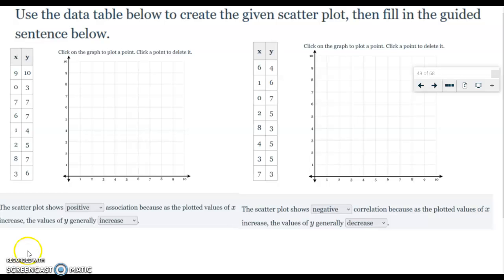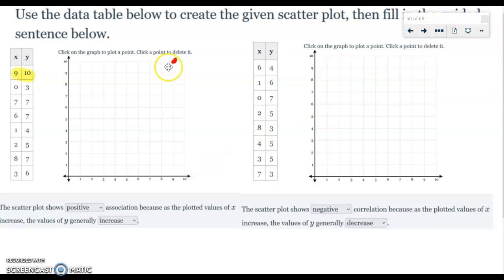Okay, so this is using a scatter plot and taking the data and making a scatter plot with it. So that's what we're going to do first. So first I'm going to plot out 9, 10. You simply just go 9 on the x-axis and go up 10 on the y-axis, and make a point. Then I'm going to go to the next one here, 0, 3. So it's 0 on the x, and 3 on the y. And then you go to the next one, 7 and 7. Alright, and then you go ahead and finish the rest of your points there.